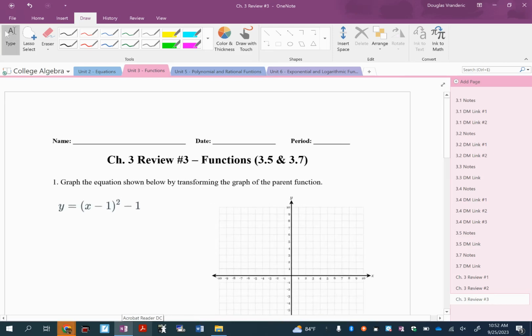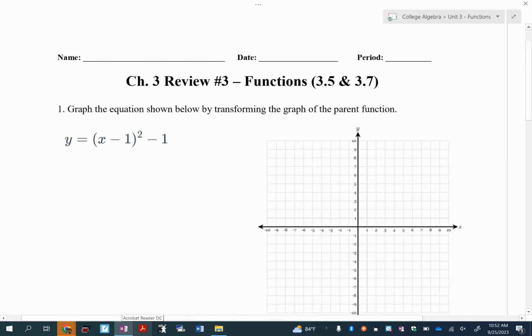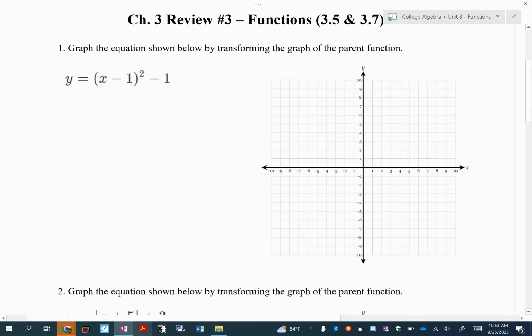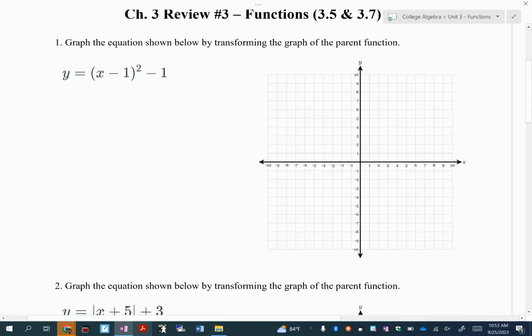All right, guys, in this video, I'm going to go over the last Chapter 3 review. This is number 3, looking at our 2 lessons on 3.5 and 3.7. So the first lesson, 3.5, was looking at transforming some parent functions that you guys have looked at in your days in algebra class, like Algebra 2.